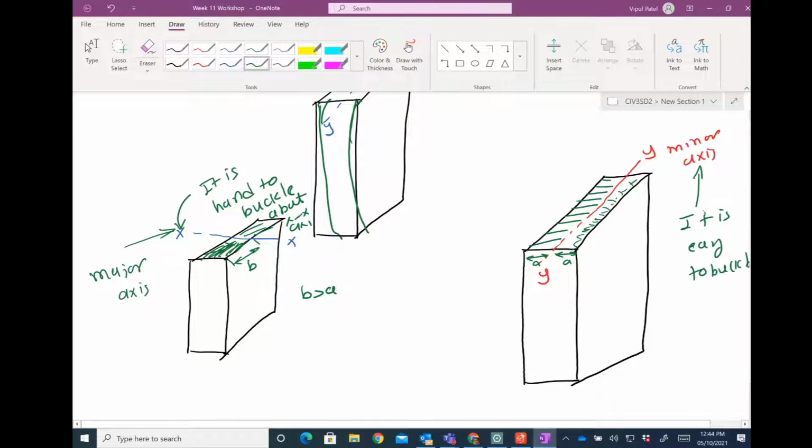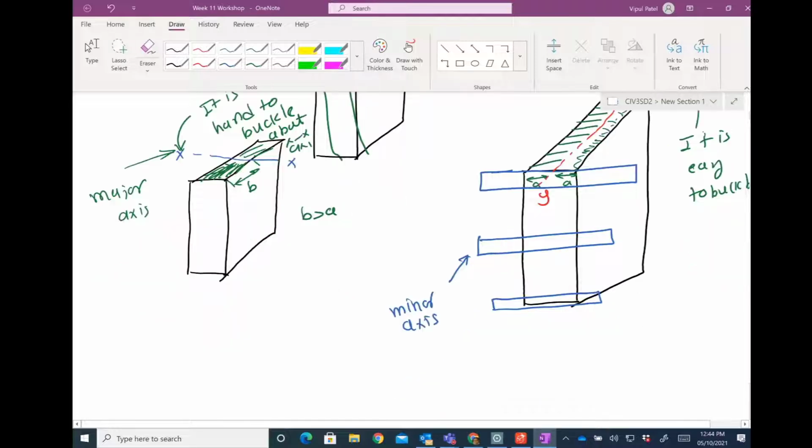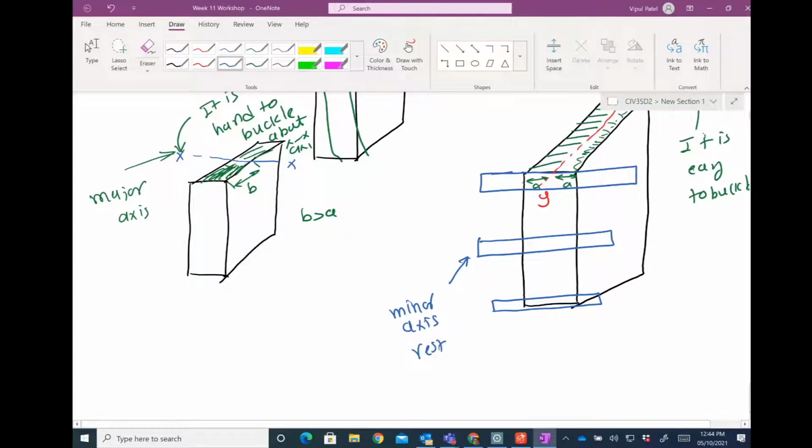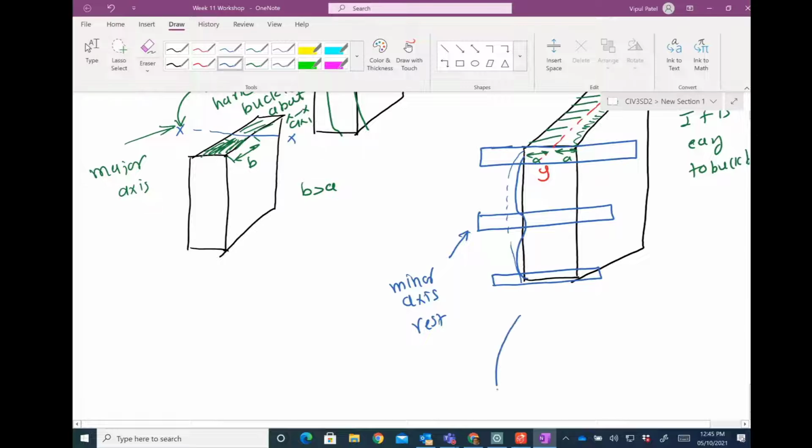So if you have an option to put the restraint, then you put the restraint about this YY axis. How are you going to put the restraint here? You put the restraint perpendicular to this. Let's say you put the restraint here. If you want to stop this, you can put the restraint like this. That is the minor axis restraint, meaning that your beam will not do this, but it will have this kind of buckling. So it is difficult to buckle. As you can see, this is the prevention of that buckling, because otherwise it will do this without restraint.